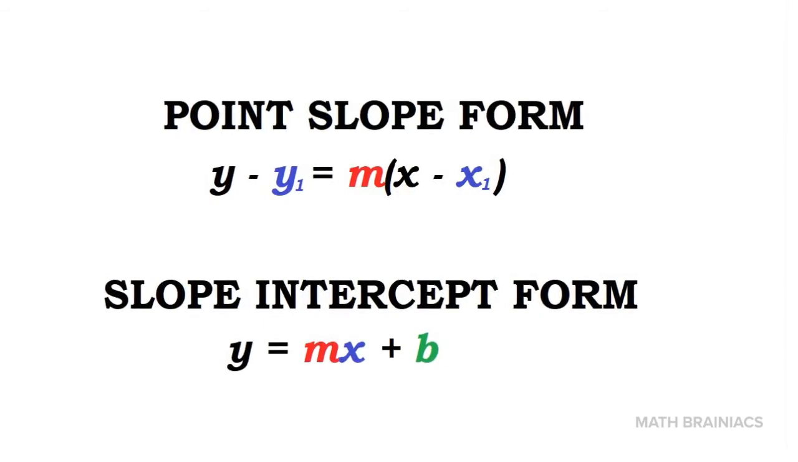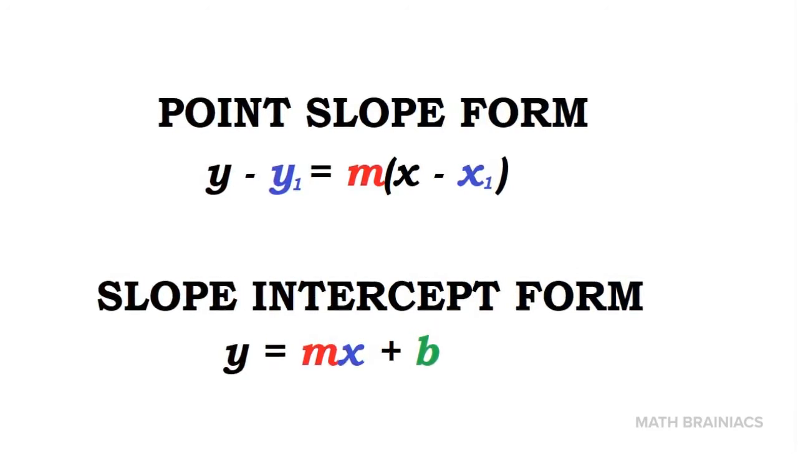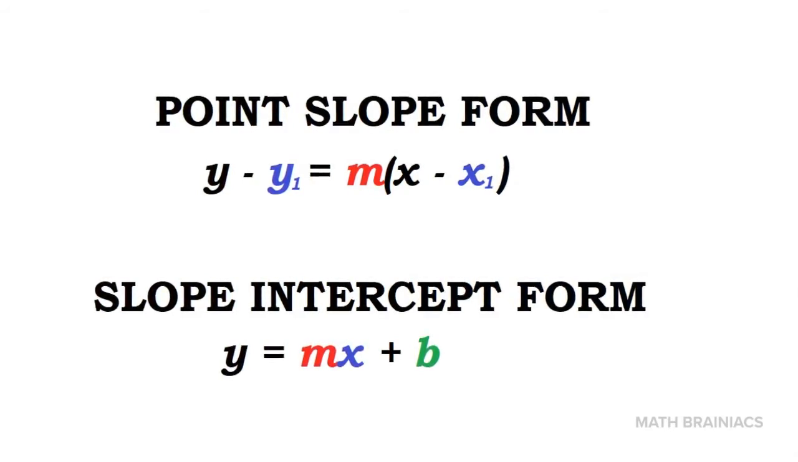I want you to take note of this, guys. The point-slope form is y minus y1 is equal to m times x minus x1, while the slope-intercept form is y is equal to mx plus b. Remember that.